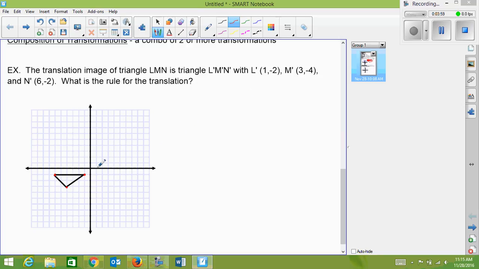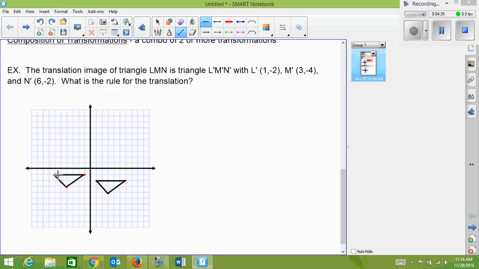So 1, -2 would be here. 3, -4 would be here, and 6, -2 would be right here. And so here is my new image after the transformation, which I'm assuming is a translation. I should be able to tell it is a translation just because it's exact same shape, exact same size, and it didn't rotate or anything, it just moved.